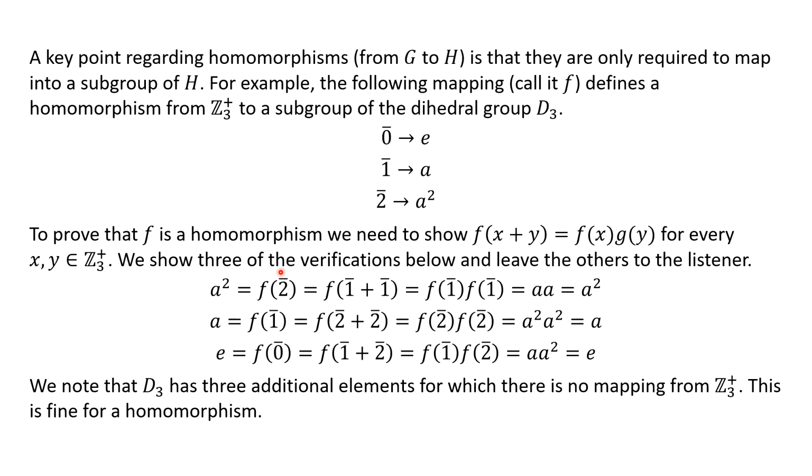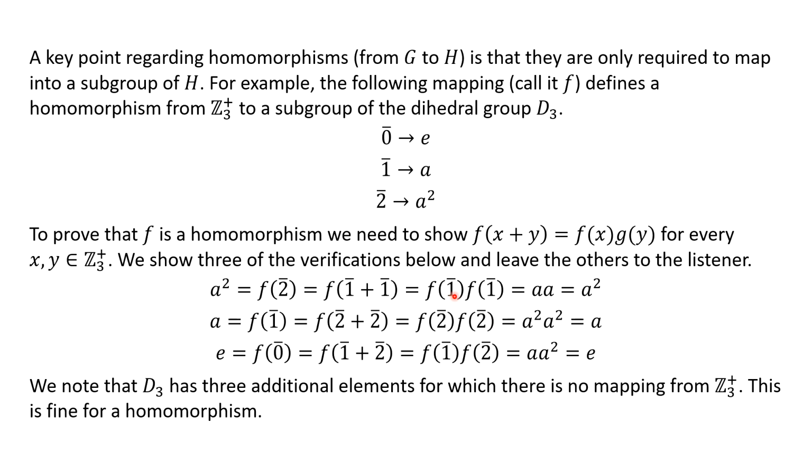To prove that f is a homomorphism, we need to show this identity holds for every combination of x and y. I did it for just 3 combinations, and then I left the others to the listener. So I did it for 1 and 1, 2 and 2, and 1 and 2. We don't know that this equality is valid yet, but we need to check it from both sides. So looking at it in this direction, f of 1 plus 1 equals f of 2, and f of 2 is a squared.